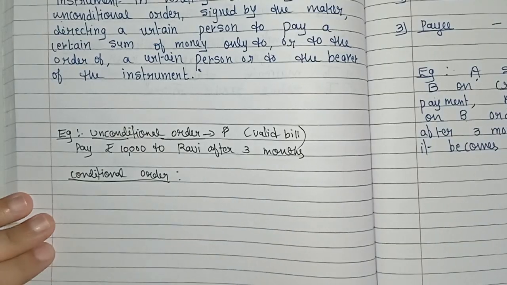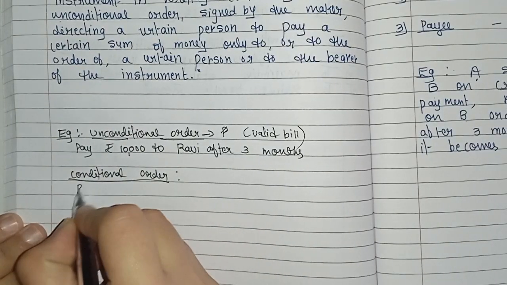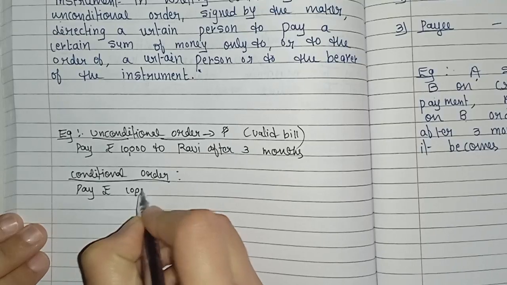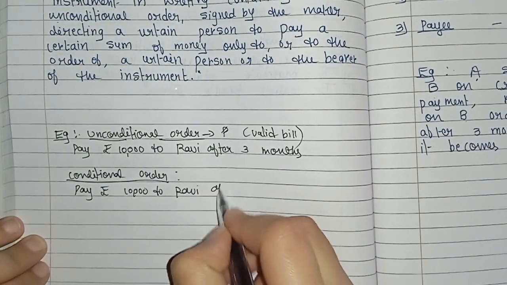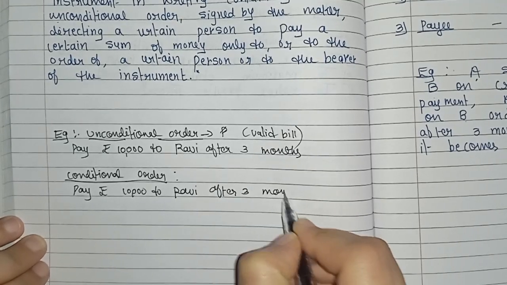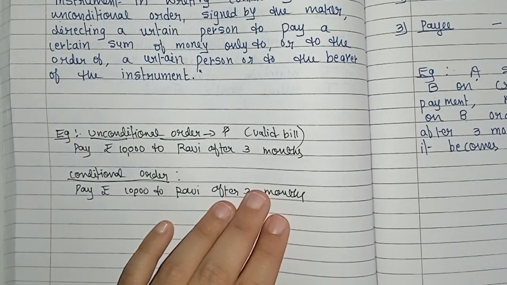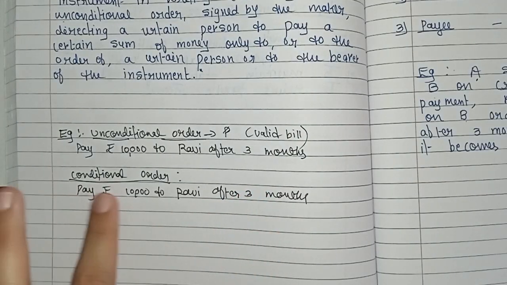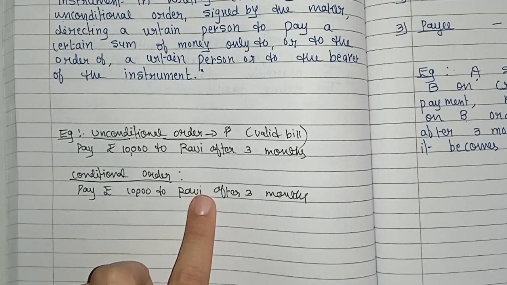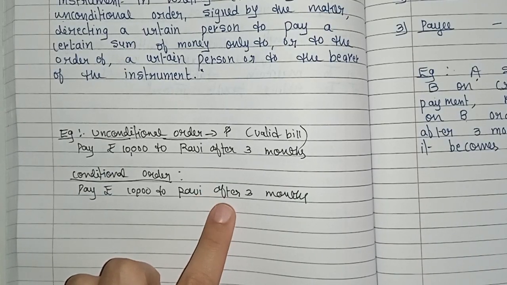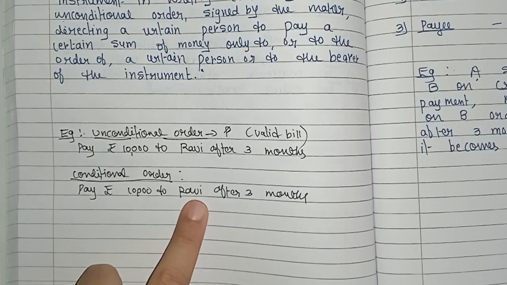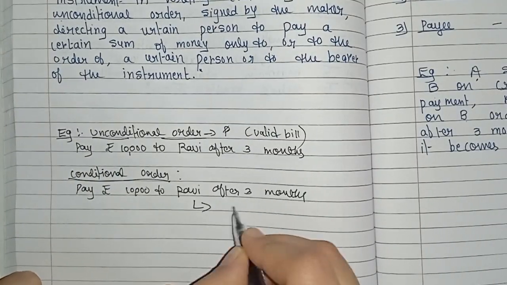Conditional order. Again, pay rupees 10,000 to Ravi, that is only after 3 months. Now pay rupees 10,000 to Ravi if the goods are delivered safely. Pay rupees 10,000 to Ravi after 3 months only if the goods are delivered safely. See, this is the condition here.